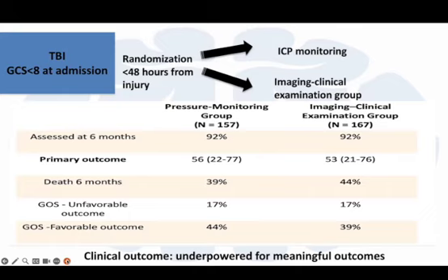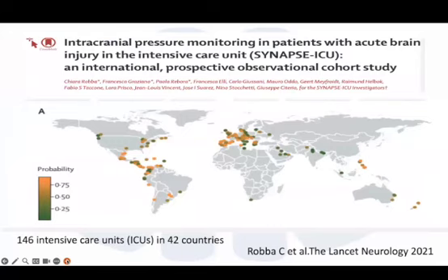So the concept is that it's not just about putting in the monitor, it's about treating the patients according to what my monitor is telling me. And the other problem is that it was underpowered for the clinical outcome. So still, we strongly believe that intracranial pressure needs to be managed. And this is what we have tried to explore in this big study.